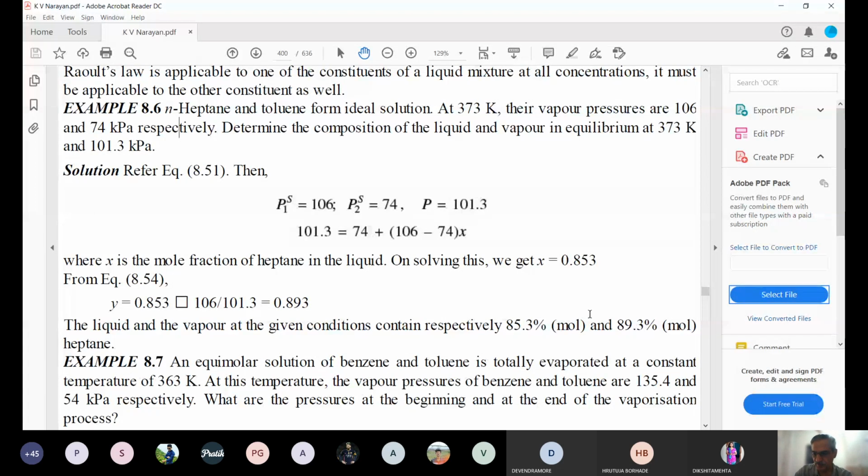What is the value of pressure? 94.7 kilopascals. 94.7. Okay. So once you get the P value, what can we do now? You know x1, right? You know P. What can you find out? Sir, y1. Yes, find out y1.